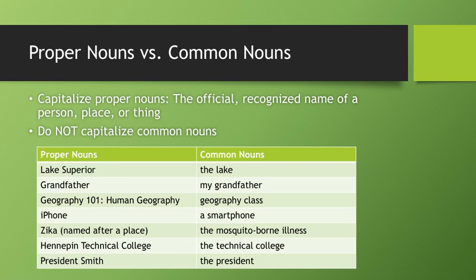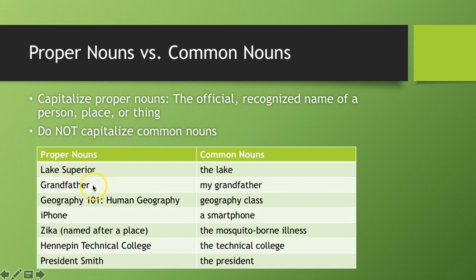And by comparison, we do not capitalize common nouns, which are not a specific name, but either a descriptor or just not a proper noun. So to give some examples, a proper noun, you have Lake Superior, which is a specific lake in the middle of the Midwest here. And then you have the lake, which could technically be any lake. We're not sure what lake you're talking about. Hopefully the context of the sentence would provide more information. But because you're not naming it, you would lowercase lake.